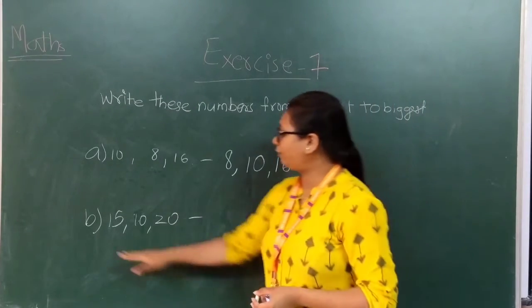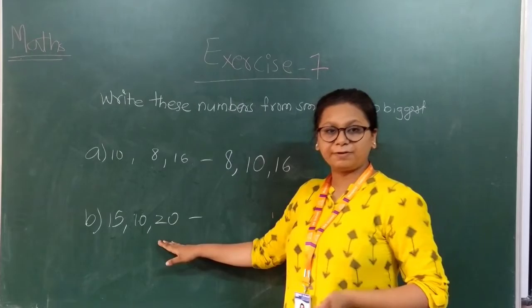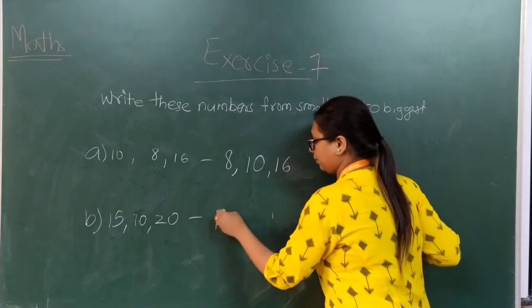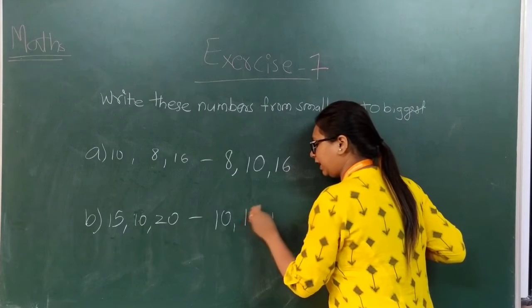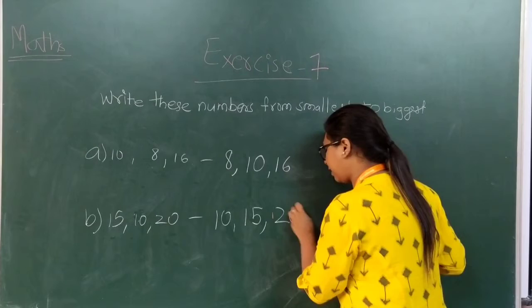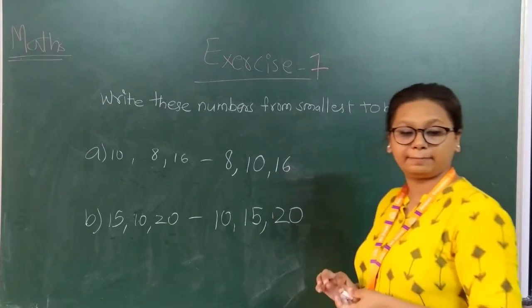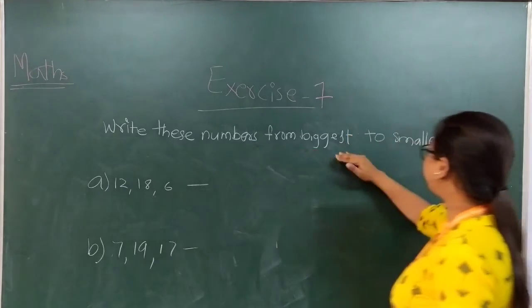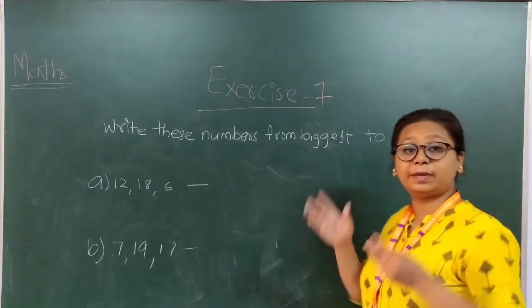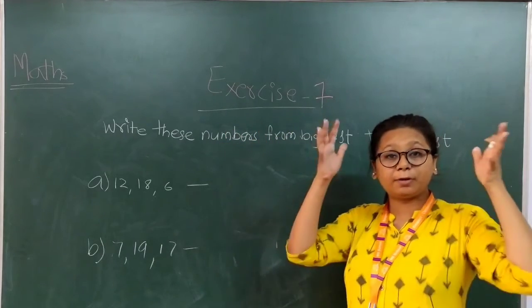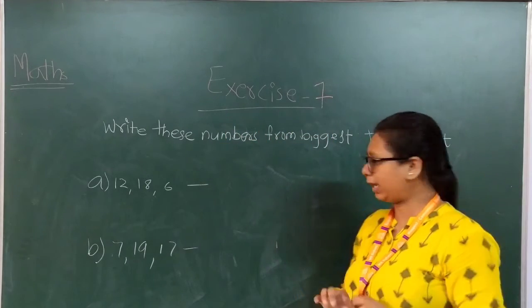Next one, 15, 10 and 20. Which is the smallest number over here? 10. Then 15. And the biggest number is 20. So 10, 15 and 20. Now moving to the second question. That is, write these numbers from biggest to smallest. First we wrote from smallest to biggest, right? Now we are going to write from biggest to smallest, okay?